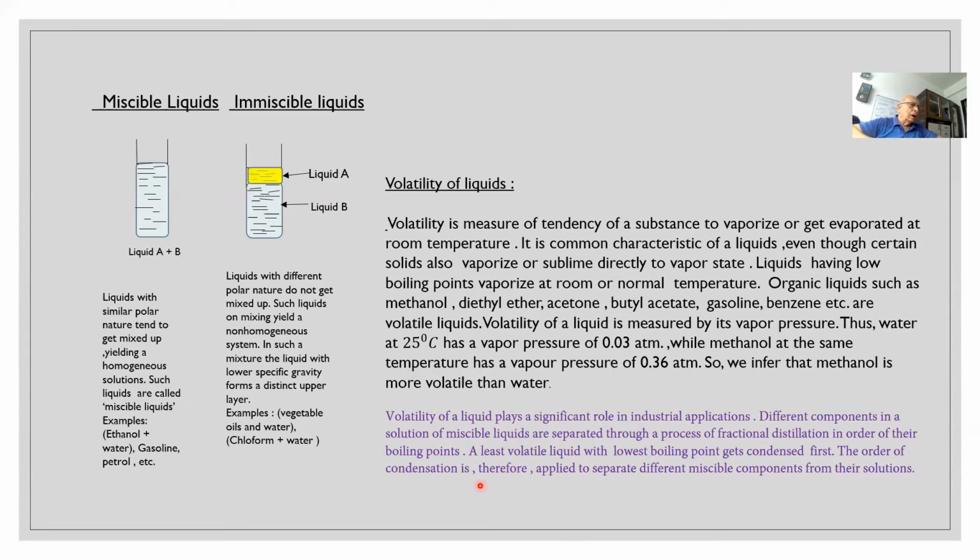Now, just as I pointed out, there are two types of liquids. One type is such that the composition or the molecular structure is such that the liquid gets mixed up. It becomes homogeneous. Such liquids are known as miscible liquids. Suppose there is a liquid A and liquid B. If you mix them together, they become homogeneous. It's not possible to separate them by simple methods.